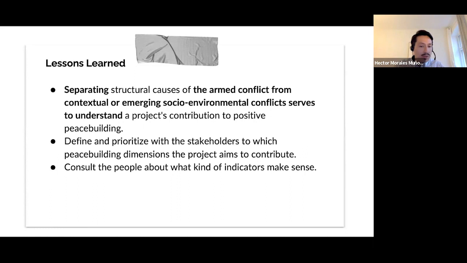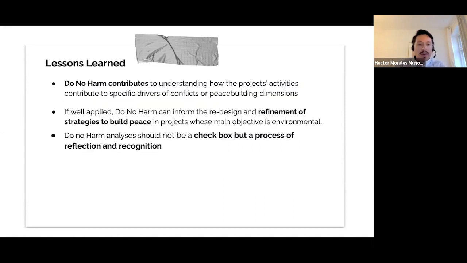Also, it is important to consult the people about what kind of indicators make sense in a specific context. This could be very obvious, but sometimes the project has had a process of design where the people are the last ones to be consulted, and this can also have unintended consequences. With regards to the do no harm approach, this approach of conflict sensitivity contributes to understanding how the project activities contribute to specific drivers of conflict or peacebuilding dimensions.